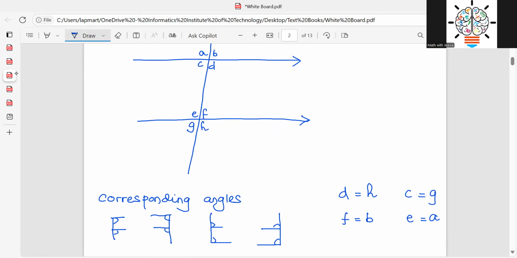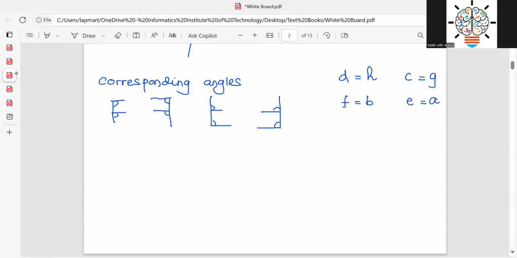So those are the corresponding angles. I'm double checking: D, H, C, G, E, A, F, B. Yes, it is correct. Then I'm moving to the next type, the alternate angles, right? Alternate angles, so that is the Z letter. It can be something like this, and sometimes it can be the other way around, something like this.